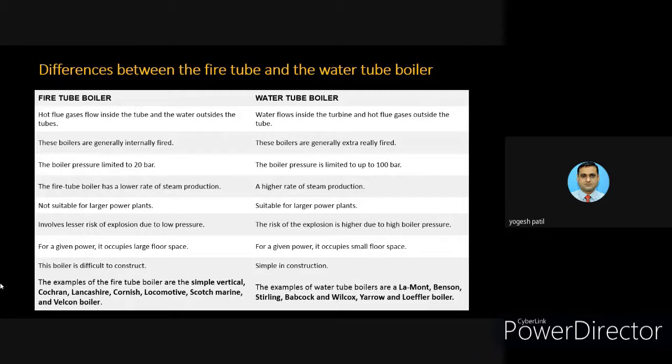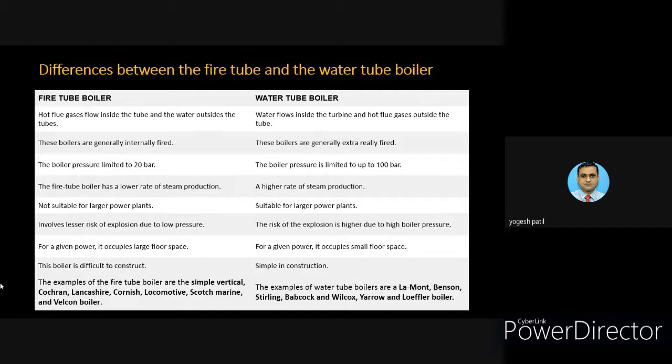The fire tube boilers have a lower rate of steam production, as the pressure generated by this is limited to 20 to 25 bar. On the other hand, the water tube boilers generate a higher rate of steam production. As for power plant consideration, we are not giving importance to the power plant here, as our target is to use such boilers for building automation only. The fire tube is not for the power plant, and the water tube can be suitable for a large power plant.